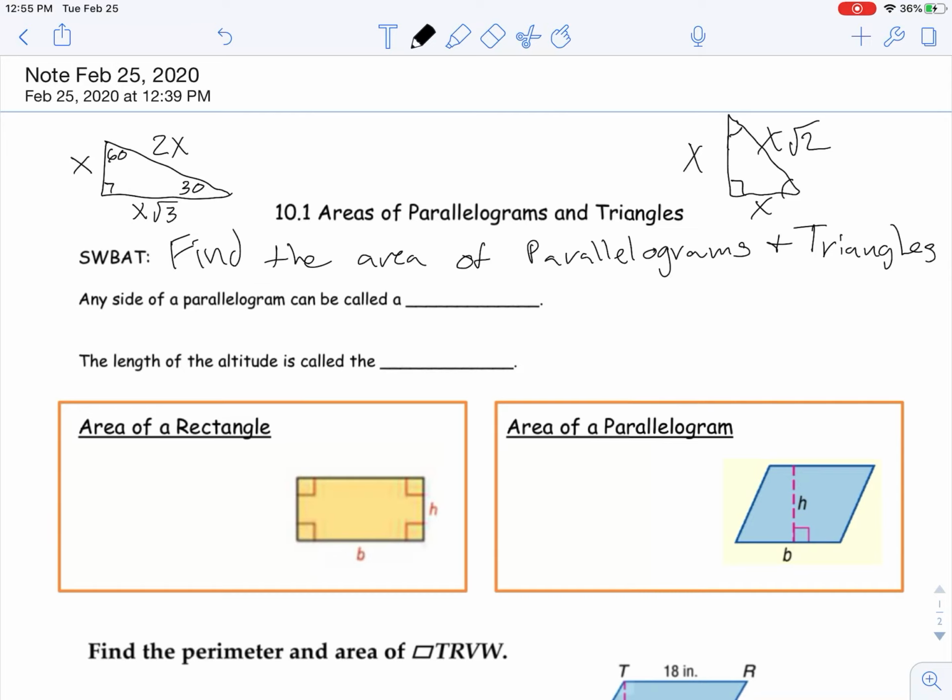Any side of a parallelogram can be called a base. It doesn't have to be at the bottom. A lot of people think the base has to be at the bottom. It doesn't, because you can rotate the parallelogram however you want and make any part of it the bottom.